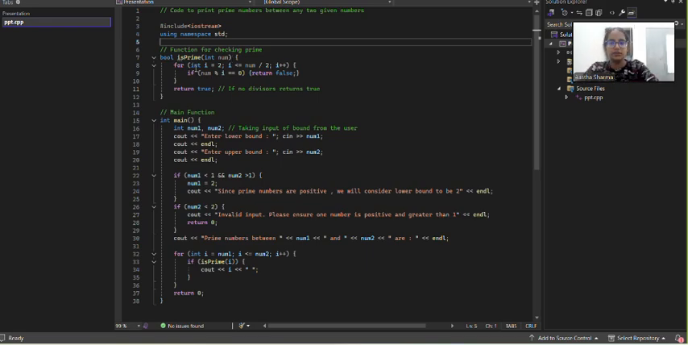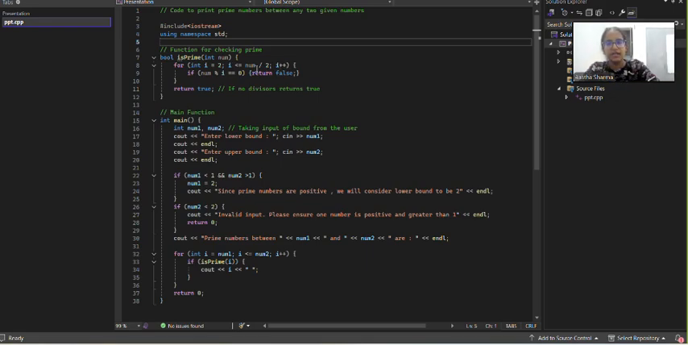Now here is the loop inside my function. For int i equal to 2: this thing is the initialization. i less than or equal to num by 2: this thing is the condition up to which the loop will continue, and i plus plus is the increment.